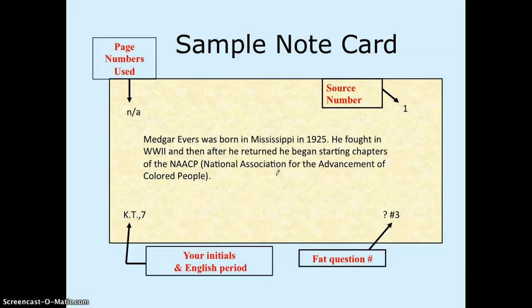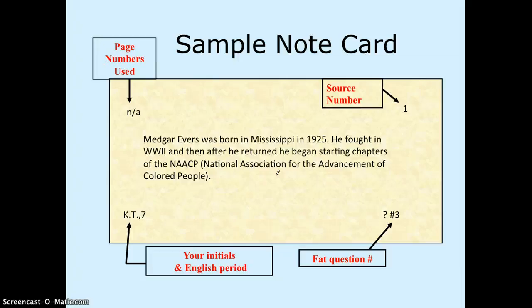Medgar Evers was born in Mississippi in 1925. He fought in World War II, and then after he returned, he began starting chapters of the NAACP, National Association for the Advancement of Colored People. I had to write that down because I didn't think I'd remember what it meant, so I wrote it all down. But, you know, that's up to you. So this is my note card. Notice the amount of information on there. It's not a ton of stuff, okay? It's just enough, one thought, okay? Everything that I can keep in my brain.